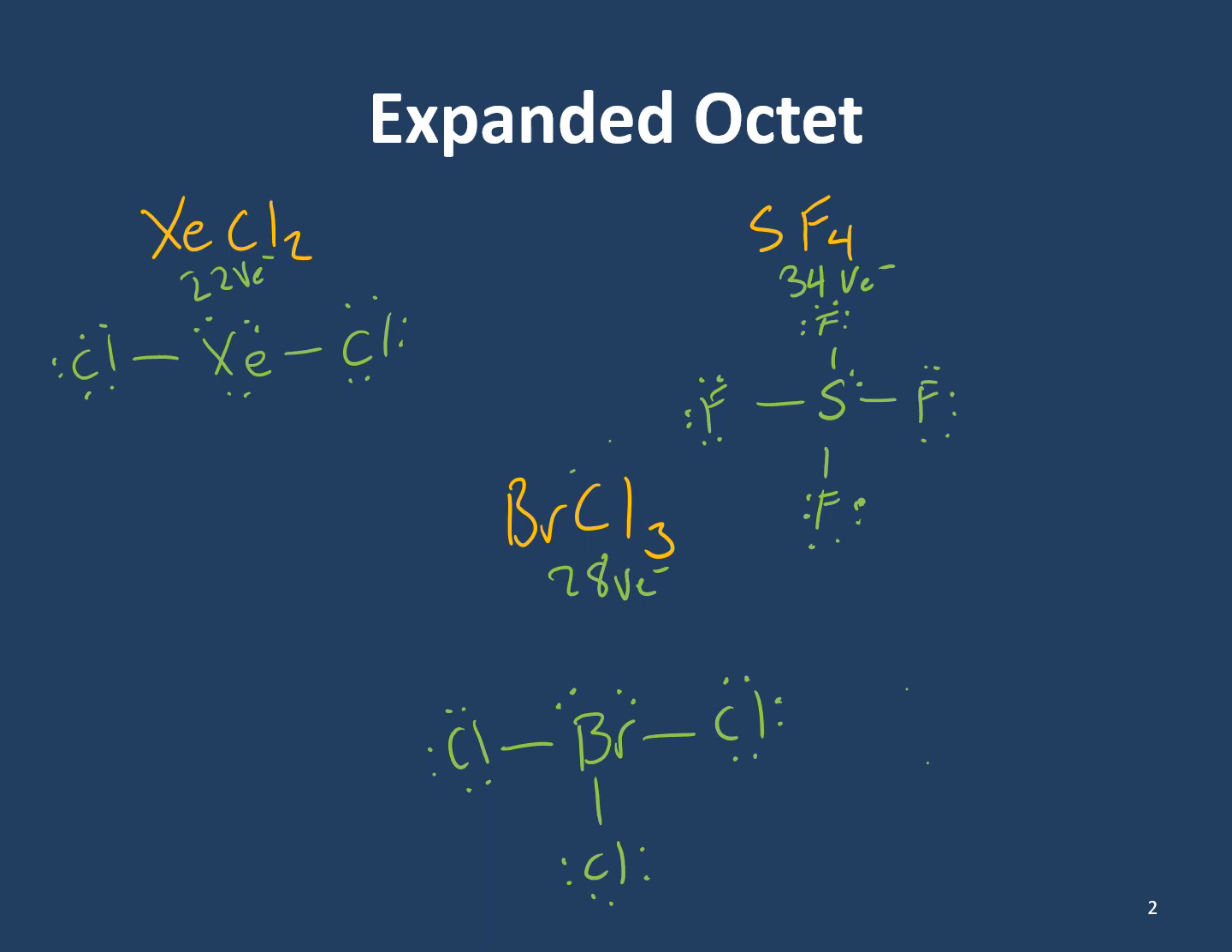Now, it's not always 10. I've been using examples where it's 10. Sometimes it's 12. That's pretty much the majority of where we get to, though. We don't typically get more electrons than 12 around the central atom.